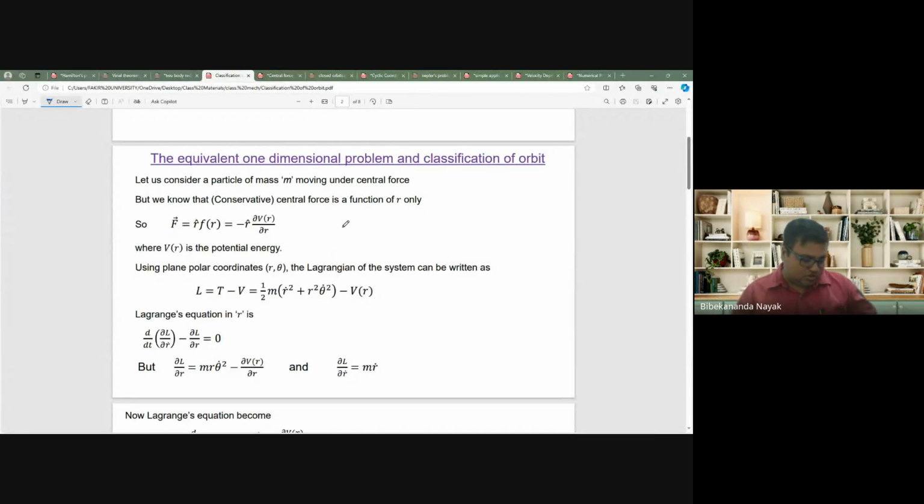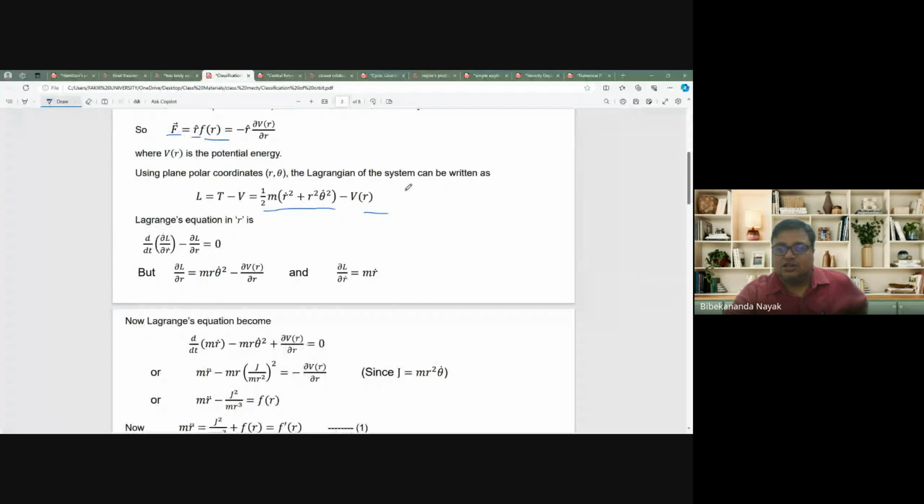For a central force, it is a function of r only, and its direction is along r cap. So you can write that force is equal to a function of r into r cap, or since it is a conservative field, the function is equal to minus del V by del r, into r cap. The Lagrangian of a system in plane polar coordinates is half m r dot square plus r square theta dot square, minus V r. For a central force problem, we use plane polar coordinates. This is the Lagrangian.